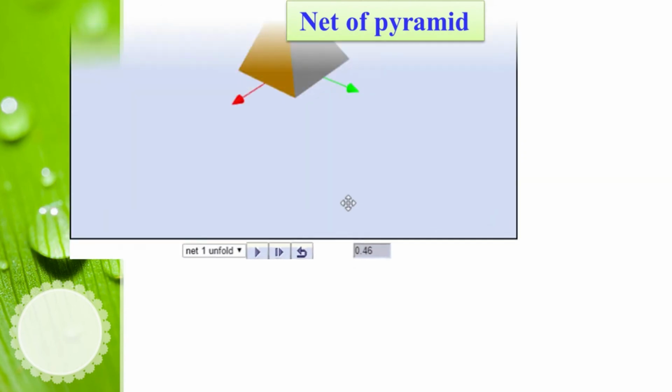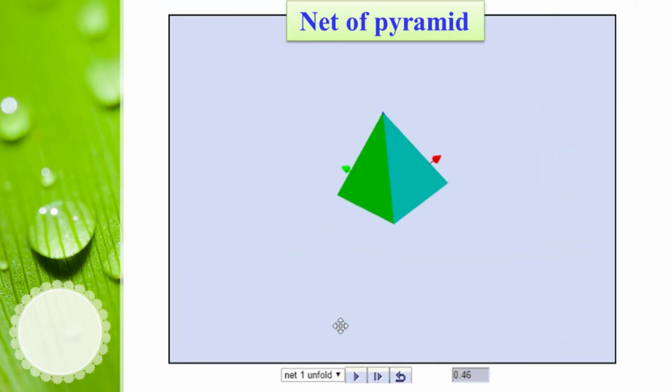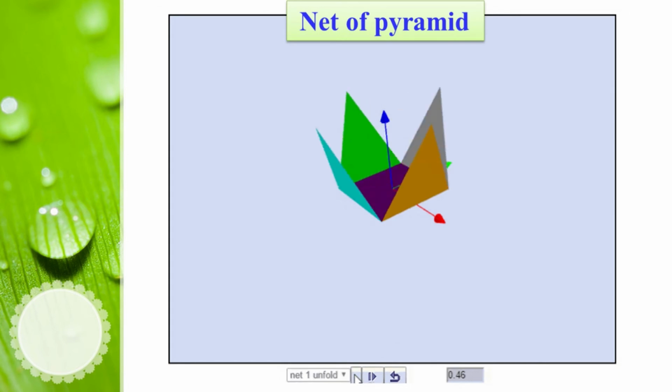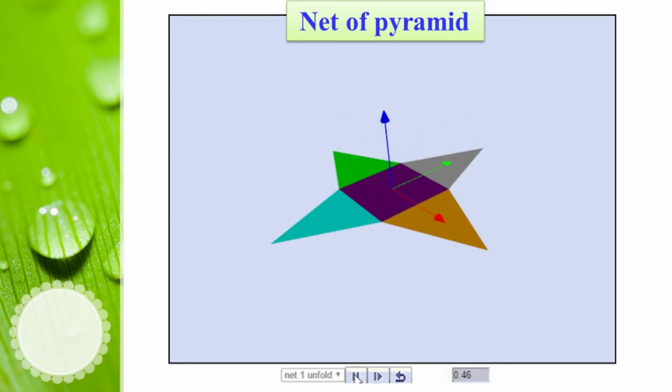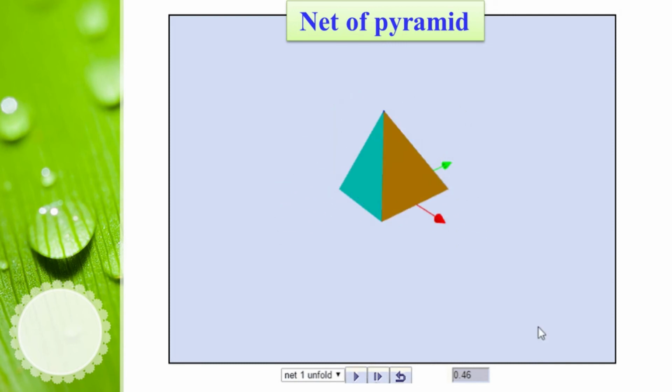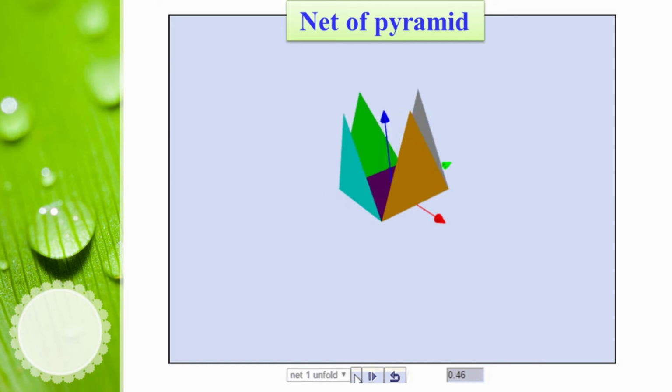Net of pyramid. Look at the picture. This is the pyramid. You know very well, a pyramid has a polygon at its bottom and its lateral surfaces are triangles. When you fold the net with a polygon and triangles, you get a pyramid like the net given in the picture.